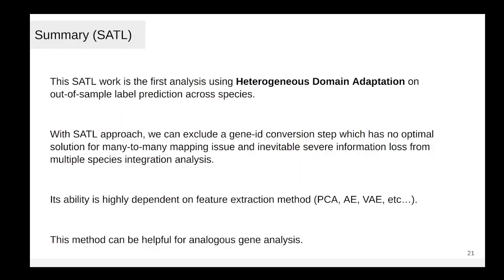In summary, this SATL work is the first analysis using heterogeneous domain adaptation for out-of-sample label prediction across different species. With the SATL approach, we can exclude the gene ID conversion step, which has no optimal solution for many-to-many mapping and has inevitable severe information loss. Its performance is highly dependent on the feature extraction method. We found that this method can be helpful for analogous gene analysis.